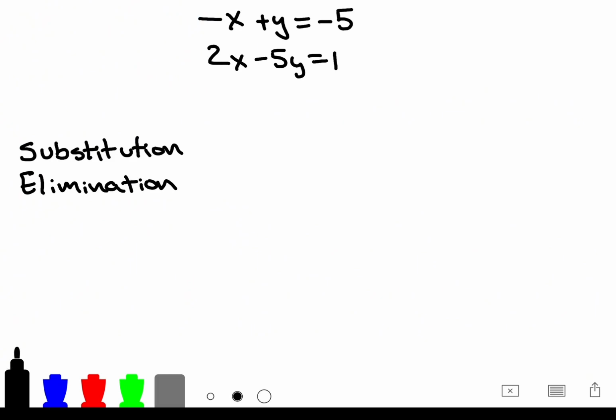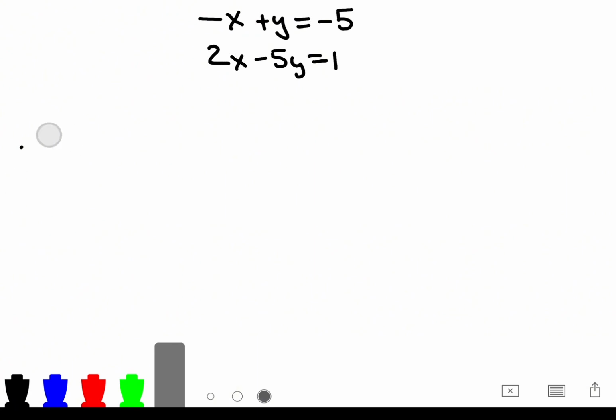So we have two equations here and two variables. What we're going to do with substitution is isolate one variable, substitute it into the other equation, then find the other variable and plug it right back in. Now what I said there sounds very difficult and complicated, but I'll show you.